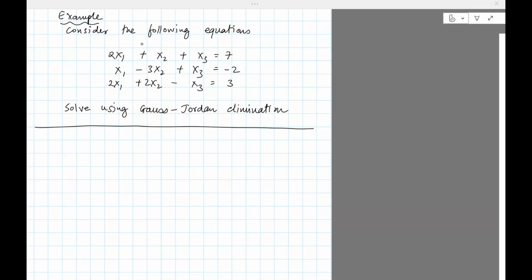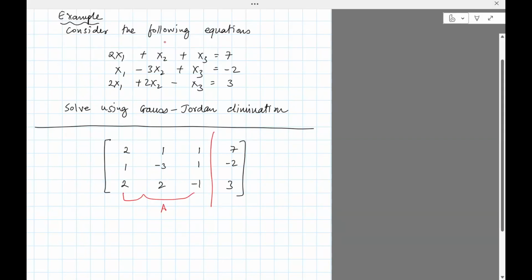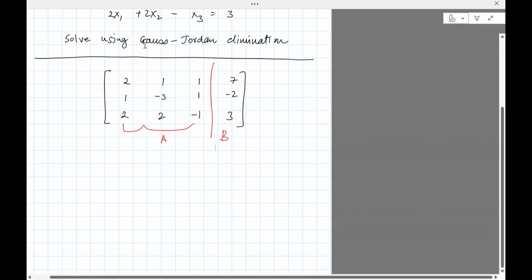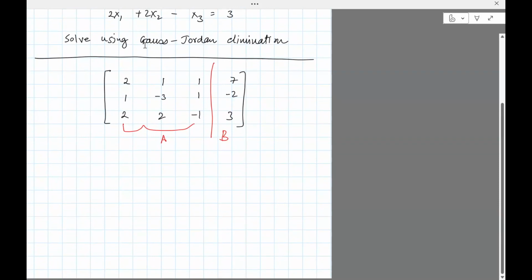We'll use the same technique. We'll create the augmented matrix with 3 rows, 4 columns: 2, 1, 1, 7; 1, minus 3, 1, minus 2; 2, 2, minus 1, 3. This is A, this is B.